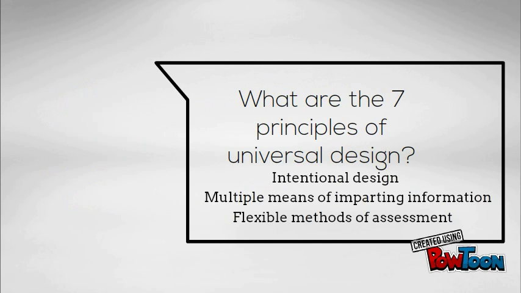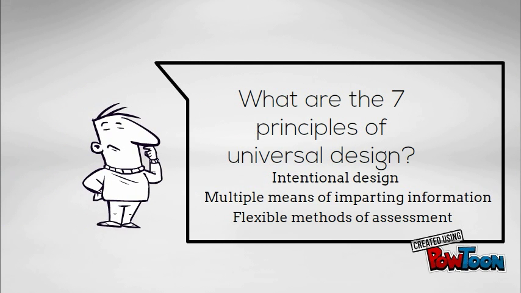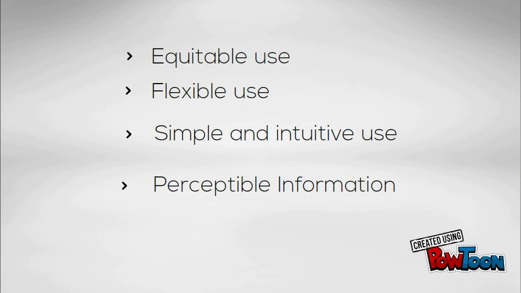The 7 principles refer to the intentional design of instruction to meet the needs of a diverse mix of learners. Principle 1 refers to equitable use. The design is useful and marketable to people with diverse abilities. Principle 2 is flexibility in use.